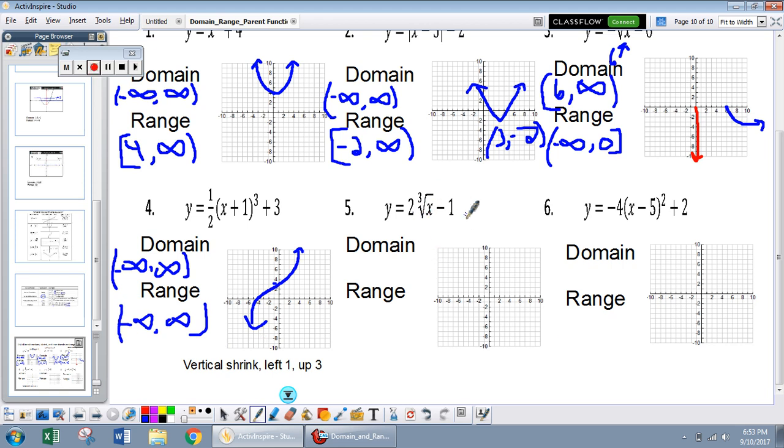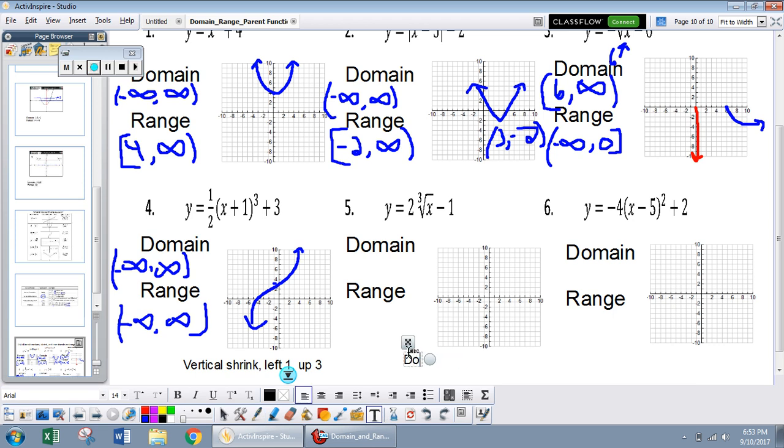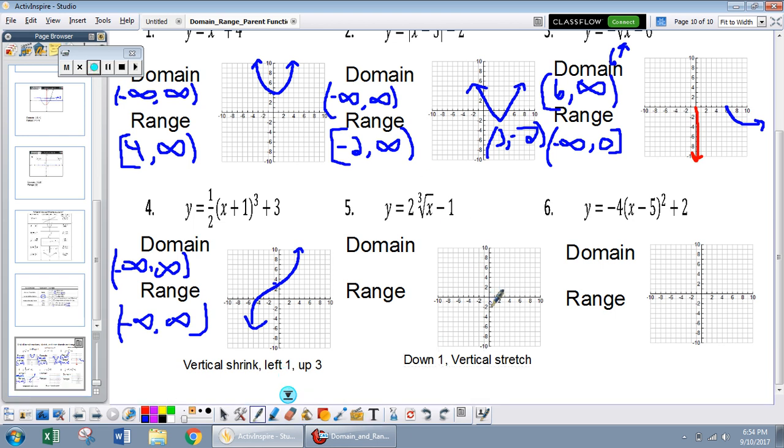Okay, next one. 2 cube root of x minus 1. We can now see that the minus 1 is on the outside, so that tells us the outputs go down 1, and we're going to have a vertical stretch because we're taking all the outputs and multiplying by 2, so they're going to get bigger. So we're going down 1, so what's 0, 0? Now it's at 0, negative 1. And cube root looks like this, so I'm just going to make it stretch a little bit. There we go. Again, these are just sketches, so you're just getting an idea.